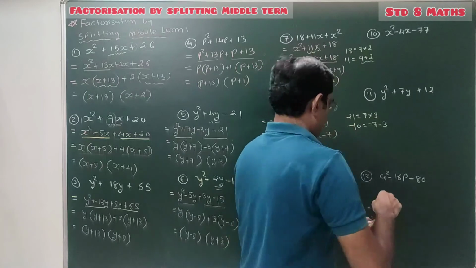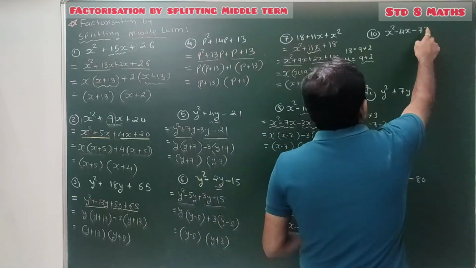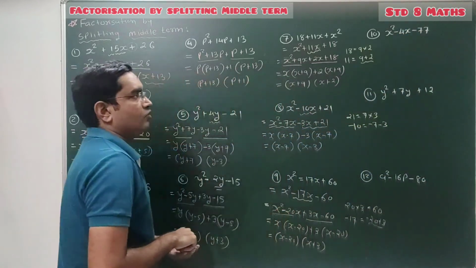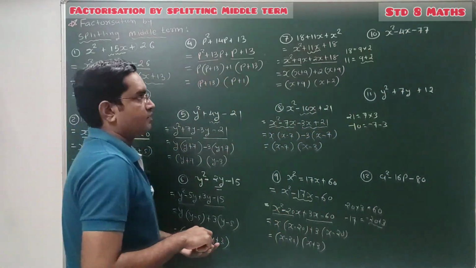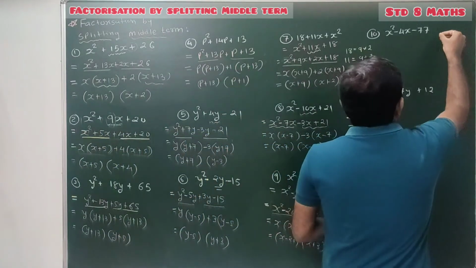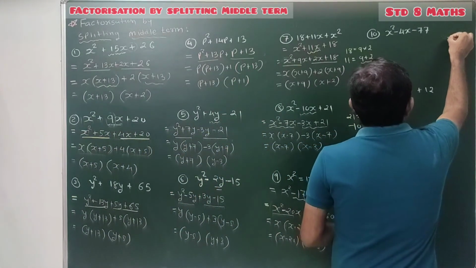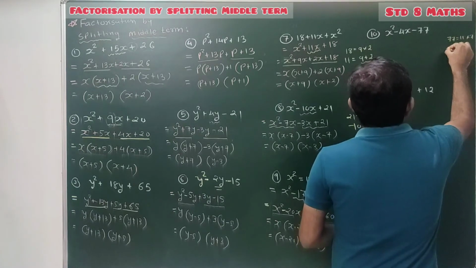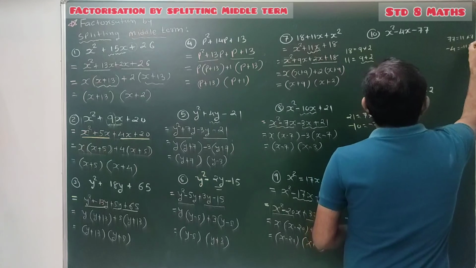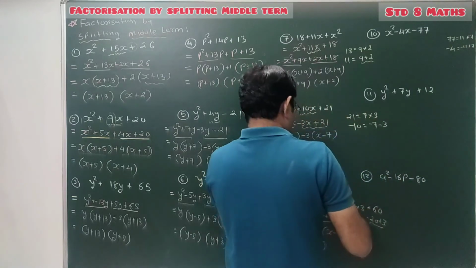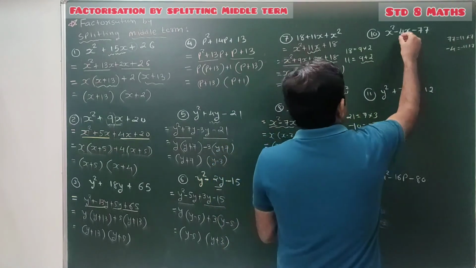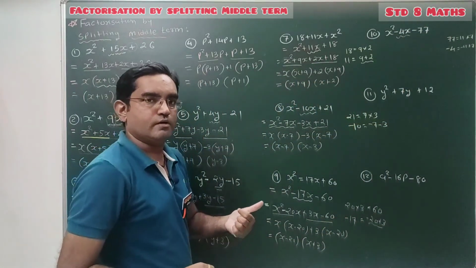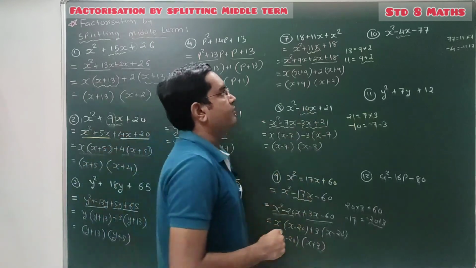Now for question number 10. Factors of 77 whose subtraction is 4. What will it be? 77 is equal to 11 times 7. So minus 4 is nothing but minus 11 plus 7. So splitting this middle term minus 4x using the factors of 77: 11 times 7 is 77, and minus 11 plus 7 will be equal to minus 4.